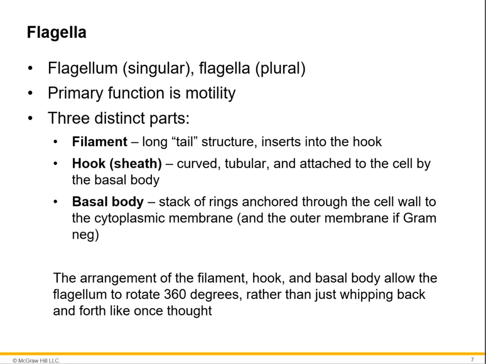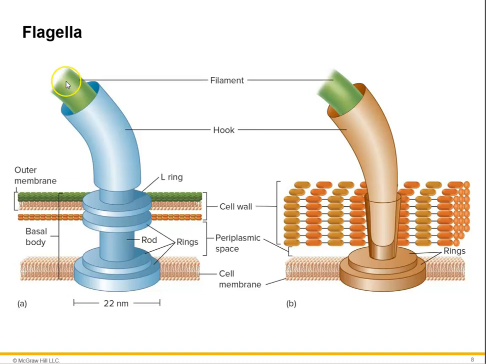And it's this arrangement of the filament, the hook, and the basal body all together that allow the flagellum to rotate 360 degrees. So for example, here's the filament, the tail-like portion, and this would extend off this way. And you can see it inserts into the hook, which then connects to the basal body. And this arrangement is going to allow the filament to spin around 360 degrees, either in a clockwise or a counterclockwise direction.